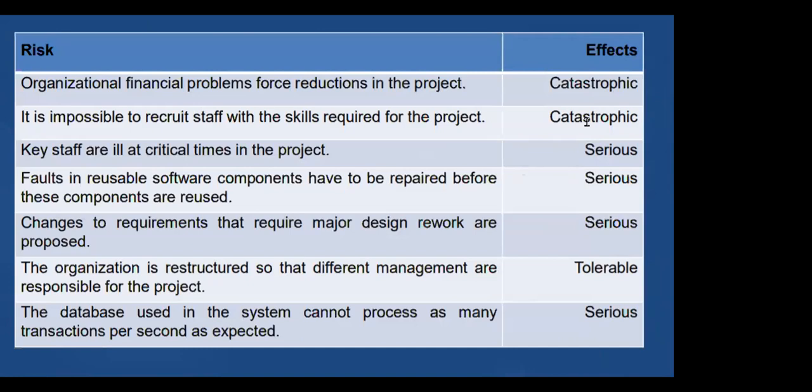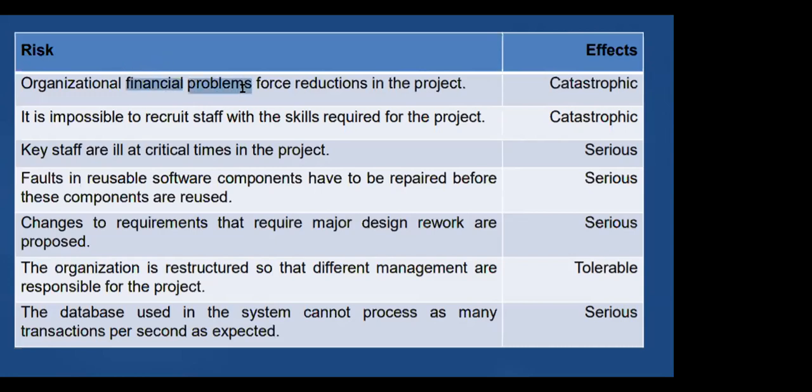Look at the first one: organization financial problems force reductions in the project. Yes, this is probably a project risk, but it also affects the business because you have no money. And it also affects your product because you cannot continue to produce. So you can categorize this as a project risk primarily, but essentially the effect is catastrophic because you have no money.